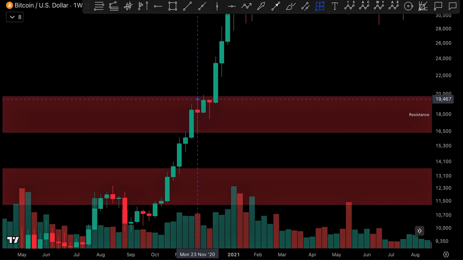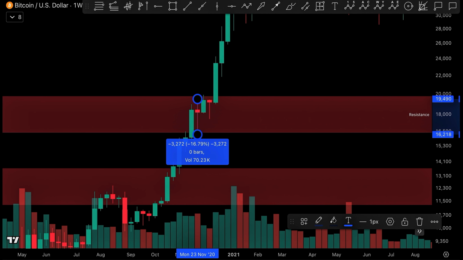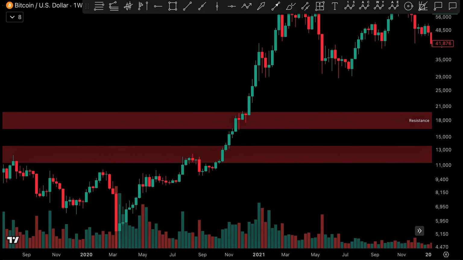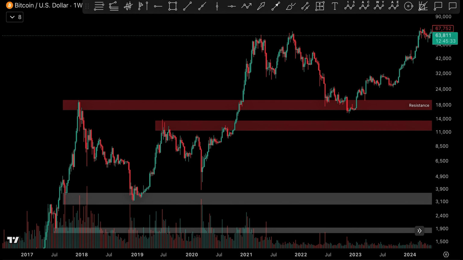So this was the top. Let's use the magnet so we can get the exact rejection here, okay? You see, this is even more than 10%. This is 16.79%, almost 17% of rejection. So for a trader, a 16 to 17% rejection with 10x leverage is almost like 160, 170% of gains.